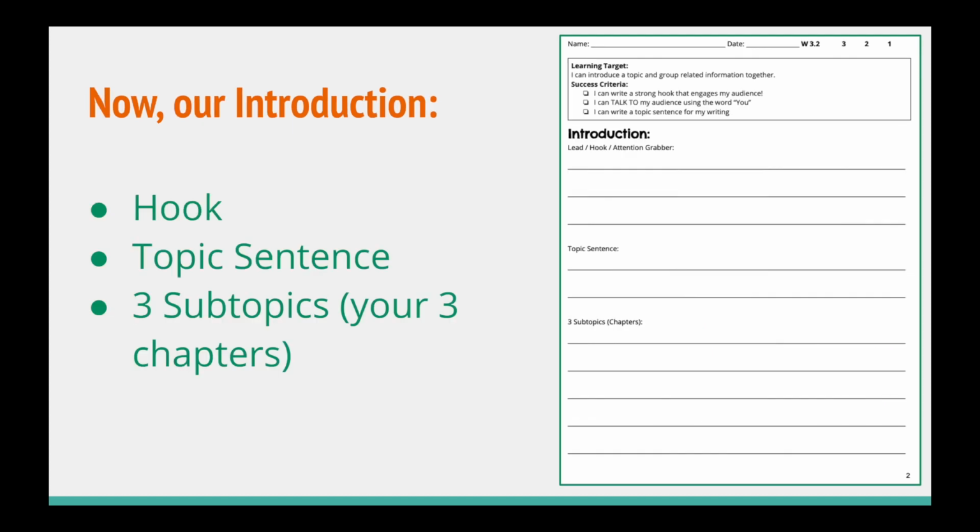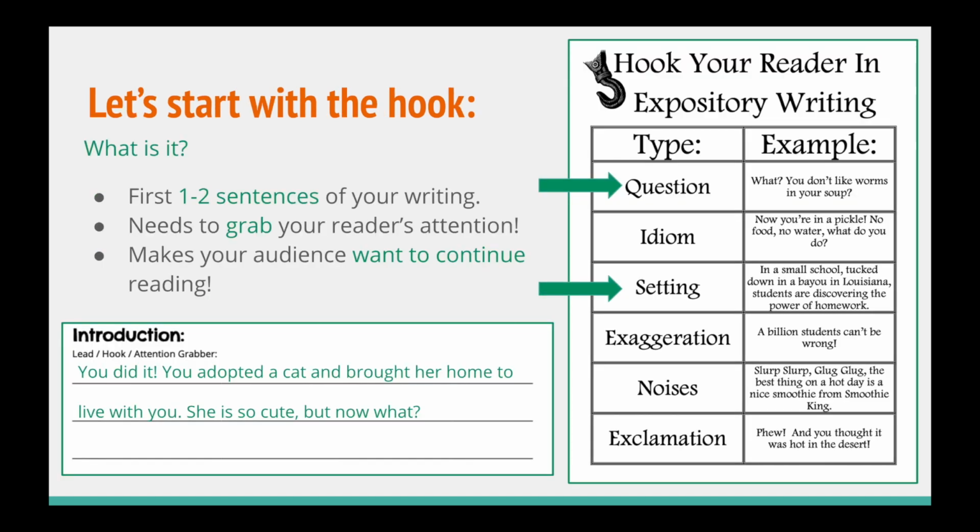Now, our introduction. An introduction has 3 parts. It has the hook, it has a topic sentence, and it has 3 subtopics, which essentially are your 3 chapters. Let's start with the hook. What is it? It's the first 1 to 2 sentences of your writing. It needs to grab your reader's attention, and it makes your audience want to continue reading.